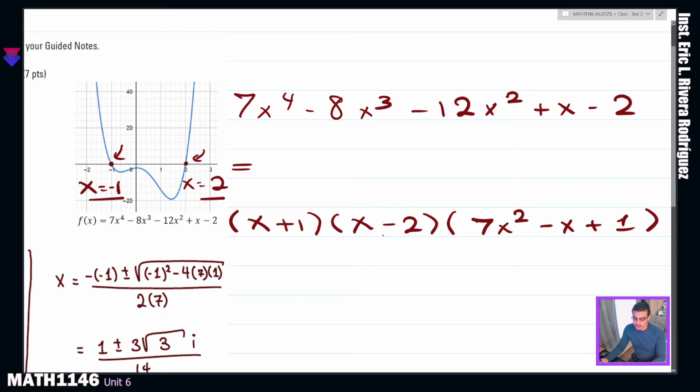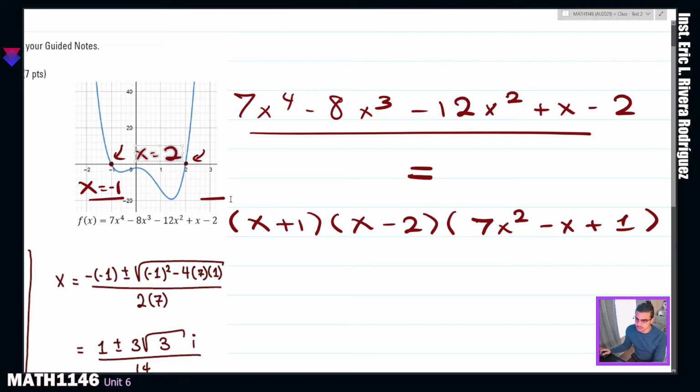So in this exercise, we are looking for all the zeros of this polynomial. Here we have the standard form and the factor form.